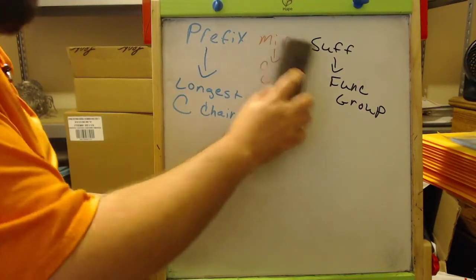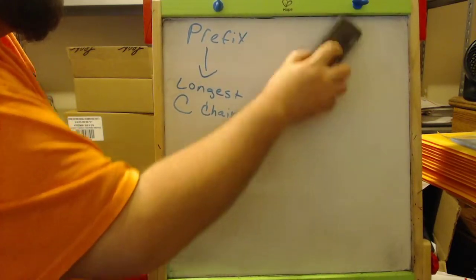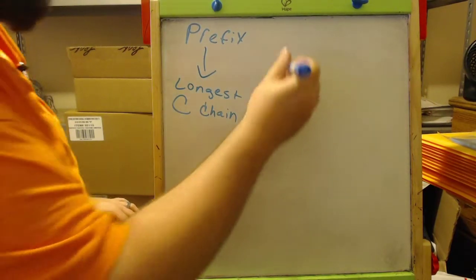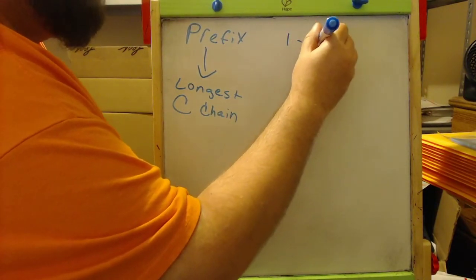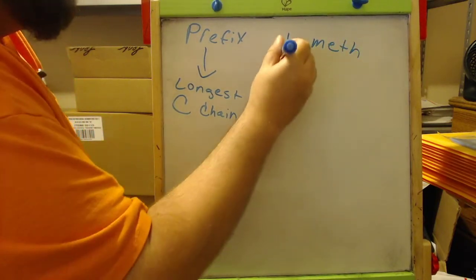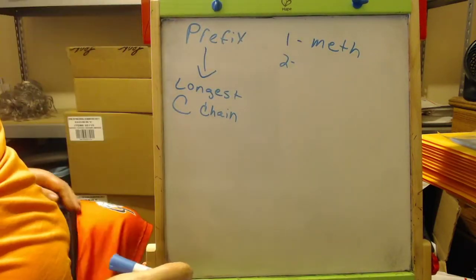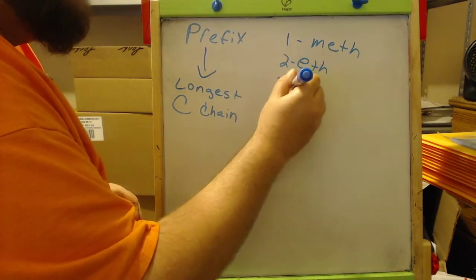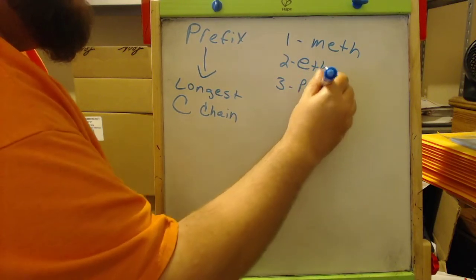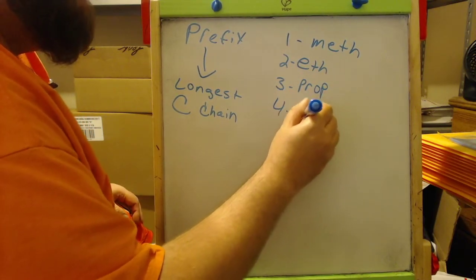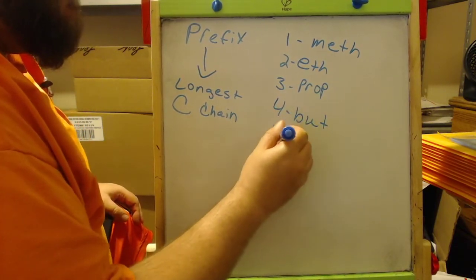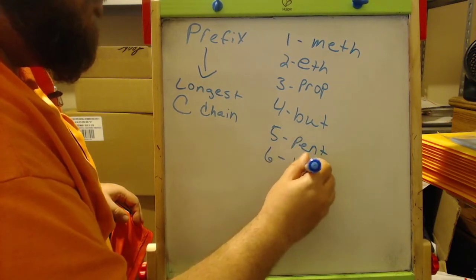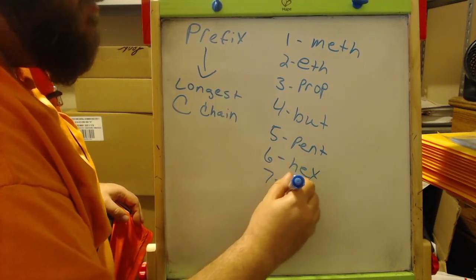So, the prefix is based on the longest carbon chain. Whatever my longest carbon chain is will determine the prefix that I'm going to use. Okay, and we're going to go up to 10. So 1, the prefix is meth. 2 is eth. 3 is prop. 4 is bute. 5 is pent. 6 is hex. 7 is hept, not sept.